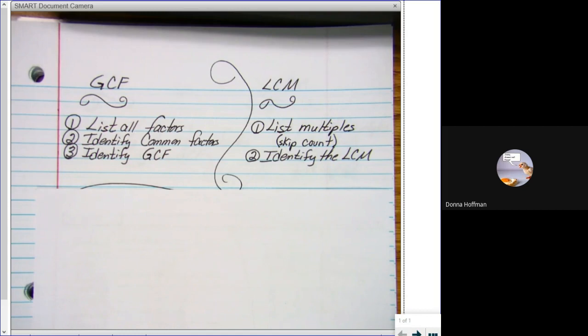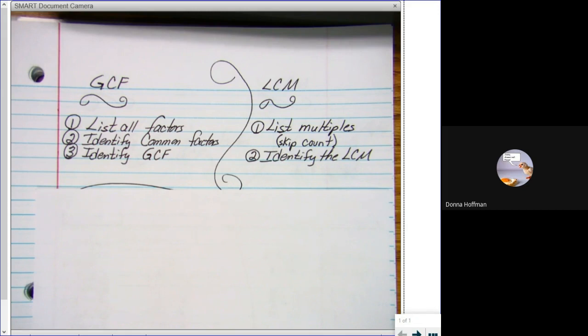Welcome to the lesson that explains the difference between greatest common factor, GCF, and least common multiple, LCM. We've already talked about the 3 steps it takes to identify the greatest common factor between sets of numbers. You list all your factors, identify common factors, and then from that list, you're able to identify the greatest common factor. Least common multiple is just simply 2 steps.